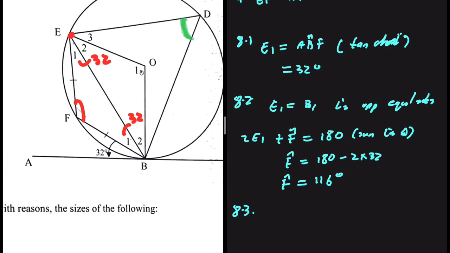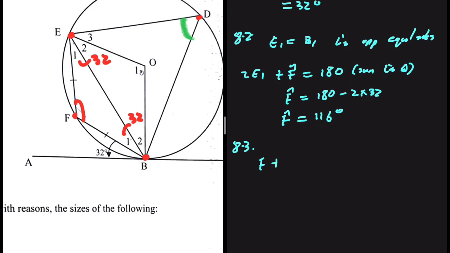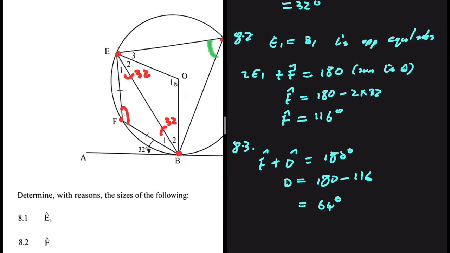Looking at E, F, B, D, that is a cyclic quadrilateral. Angle F plus angle D should be equal to 180 degrees. This is because the opposite angles of a cyclic quad are supplementary. So D is 180 minus 116. We know that this is equal to 64 degrees. So we have the size of angle D.